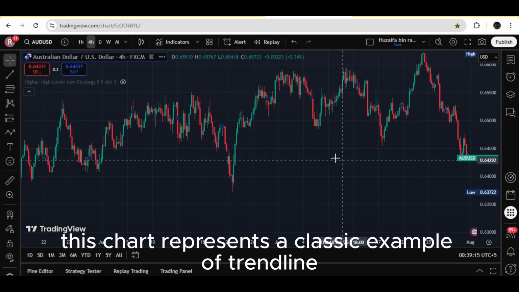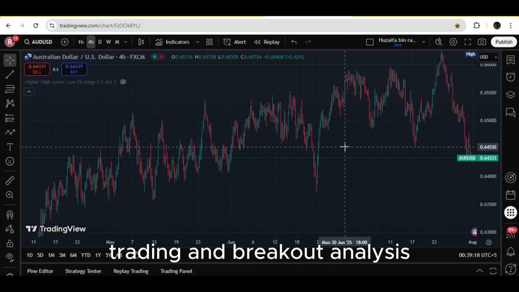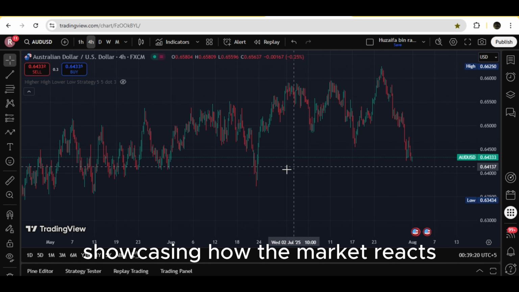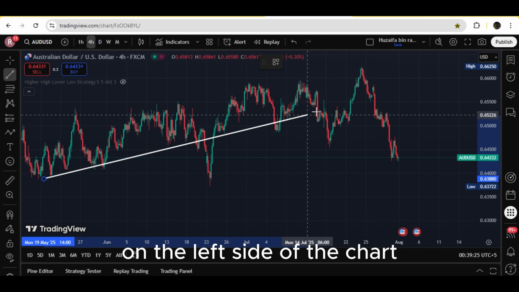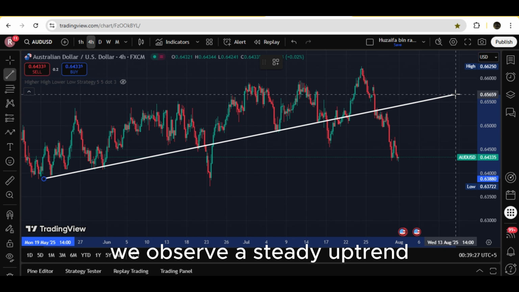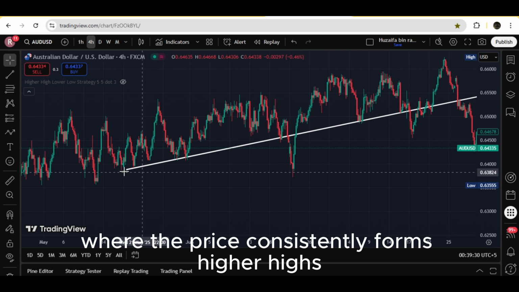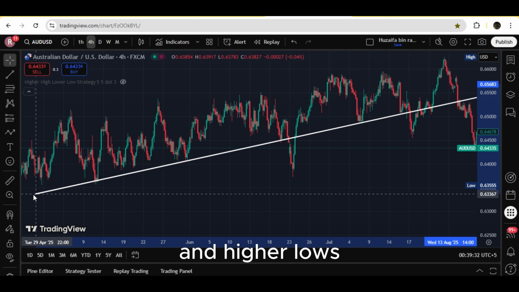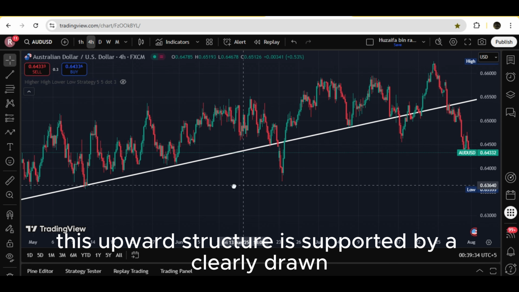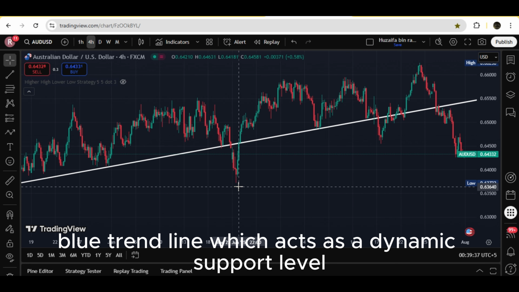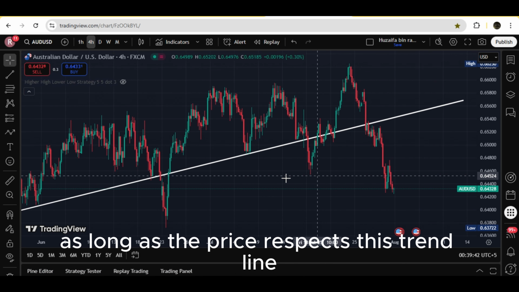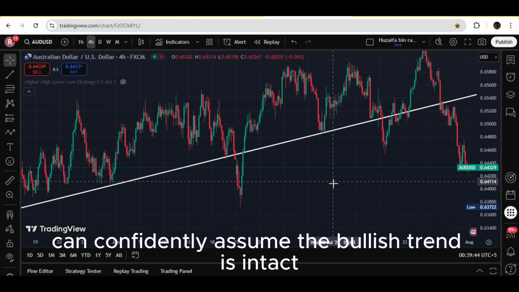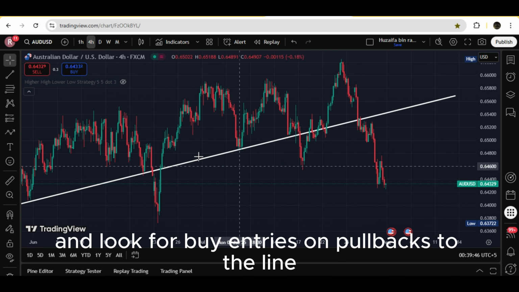This chart represents a classic example of trendline trading and breakout analysis, showcasing how the market reacts when a strong trend line is broken. On the left side of the chart, we observe a steady uptrend, where the price consistently forms higher highs and higher lows. This upward structure is supported by a clearly drawn blue trend line, which acts as a dynamic support level. As long as the price respects this trend line, traders can confidently assume the bullish trend is intact and look for buy entries on pullbacks to the line.